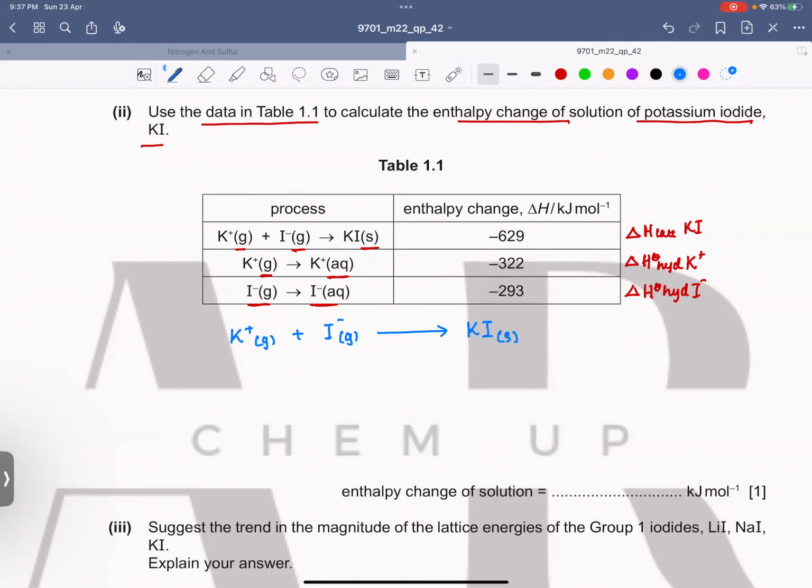Okay, Taha, let me check. And I can put a value of minus 629 over here.